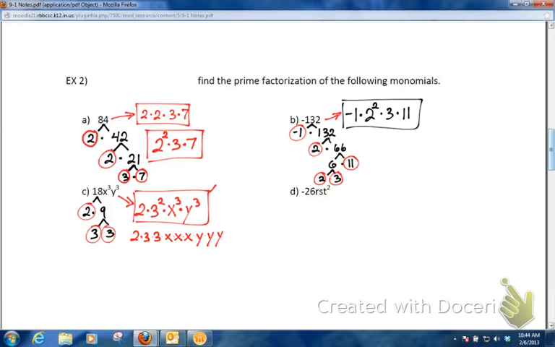All right, so last example here. Again, maybe try this on your own by pausing the video. If not, this is what it looks like. Negative 1 times 26. 26 then is 2 times 13, and those both are actually prime, so my answer here is negative 1 times 2 times 13 times r times s times t squared.